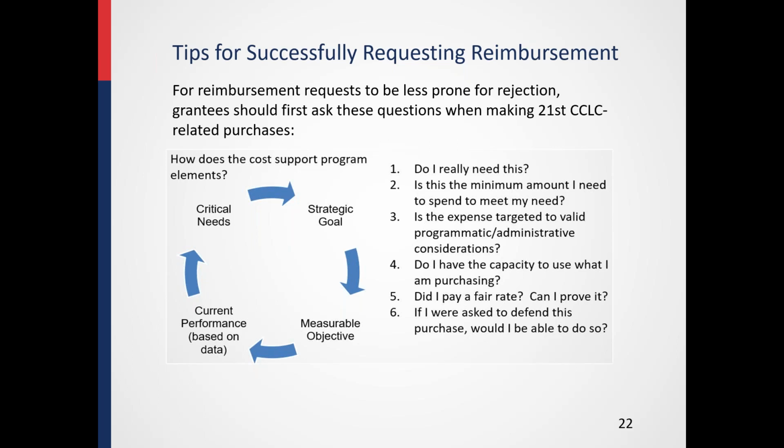So you want to ask, how does the cost support the program elements? Meaning, how are the implementation activities addressing the critical needs that were identified in the needs assessment, and then formulating the strategic goal, which gives you a measurable objective, and then you're reviewing the performance of it. So you always have that continuous improvement cycle. Where does this expenditure fit into that cycle? And support the actual administration of the program.